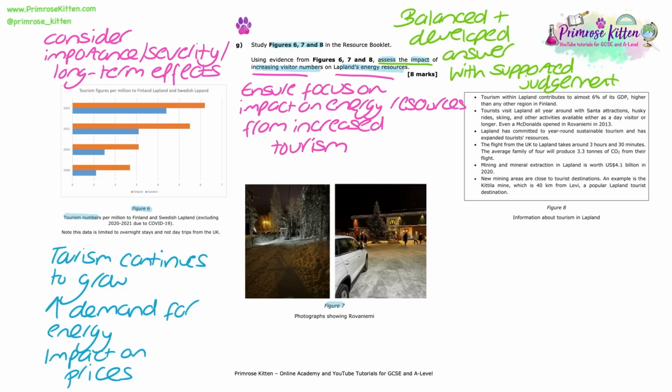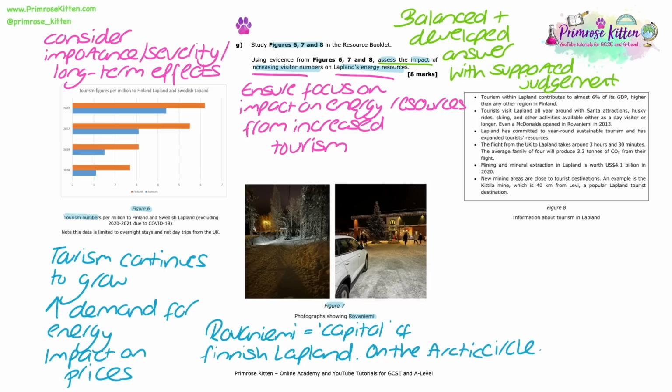Figure 7 is photographs showing Rovaniemi. In the right-hand photograph, you can see a McDonald's outlet. Rovaniemi is considered to be the capital of Finnish Lapland and is situated on the Arctic Circle.